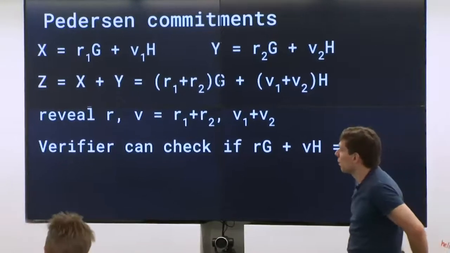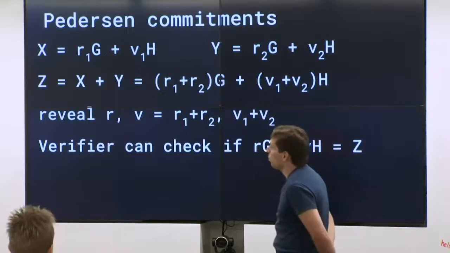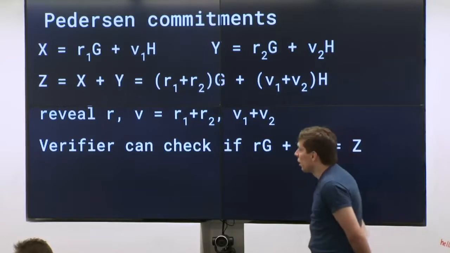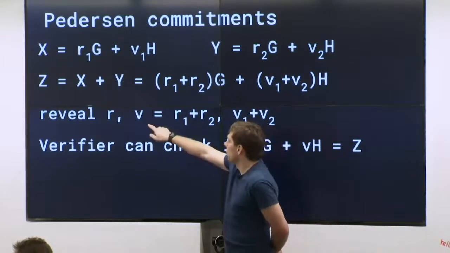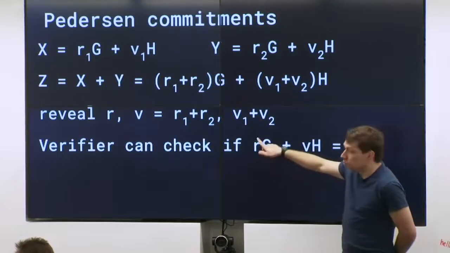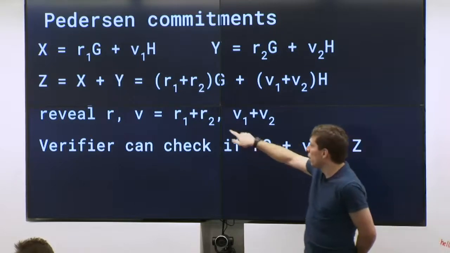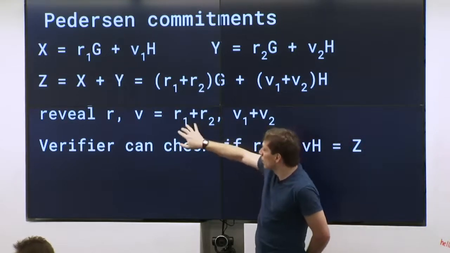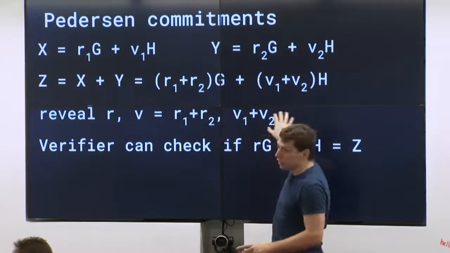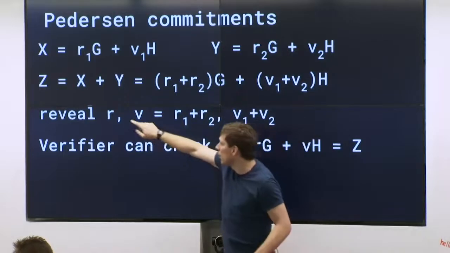So I can say, okay, well, I'm going to define a point z, which is point x plus point y. And that's just going to be the sum of the r values, the sum of those random values, times g, plus the sum of the actual values I've committed to times h. And then I reveal just the sums, right? I reveal this, I reveal that. I'm revealing r and v, which is equal to this, but I'm not revealing these separately, right? I only reveal the sums.